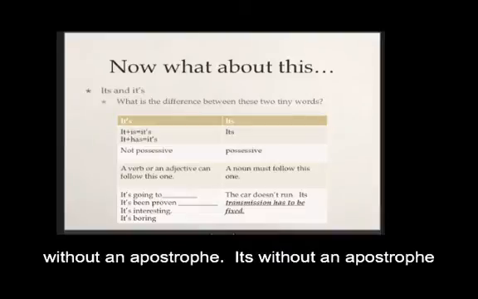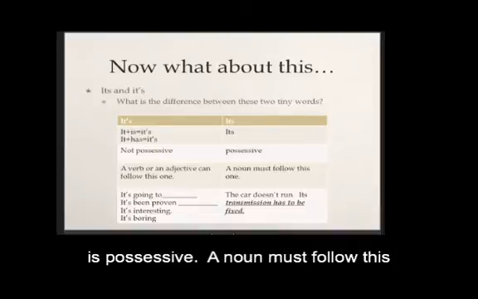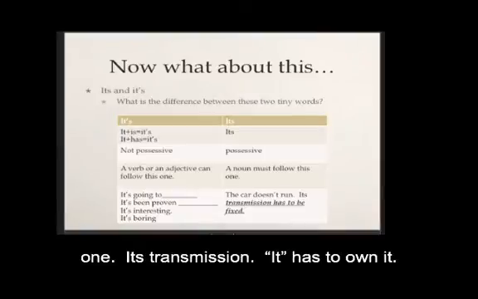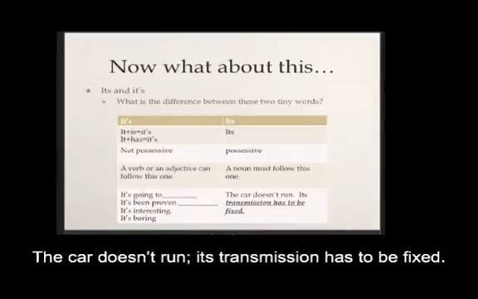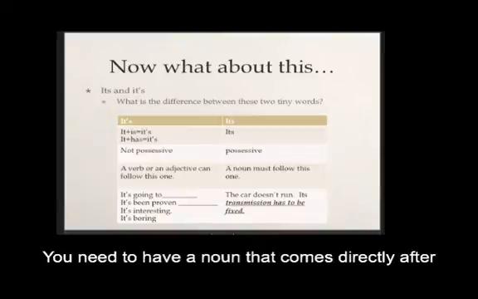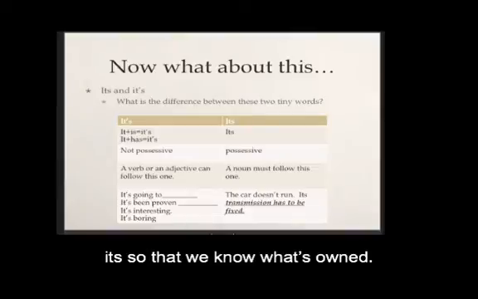Look at its without an apostrophe. Its without an apostrophe is possessive. A noun must follow this one. Its transmission, it has to own it. The car doesn't run. Its transmission has to be fixed. You need to have a noun that comes directly after its so that we know what is owned.